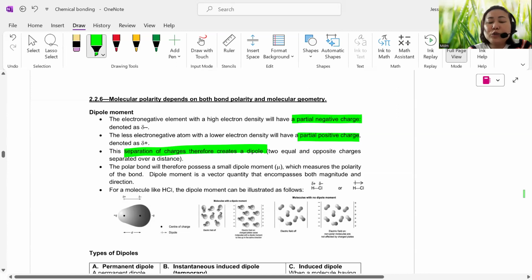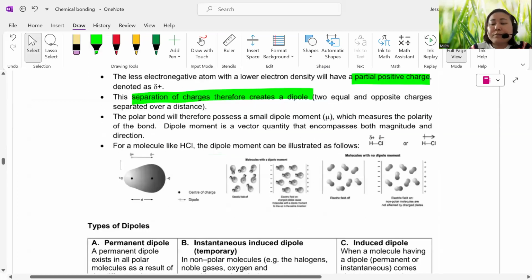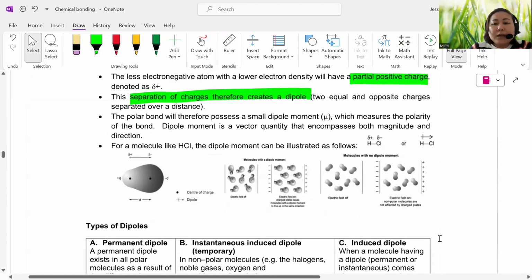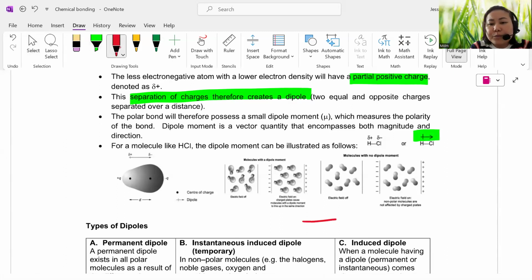A dipole moment is usually a vector quantity. So there are two properties that are associated with a vector: the magnitude as well as the direction. So how do we indicate a dipole on the molecule or on the bond? For example, if I have HCl, we can draw the dipole on the molecule by using a symbol like this, an arrow with a line. When we draw this dipole, an arrow with the line, make sure that the arrowhead is pointing towards the more electronegative atom.